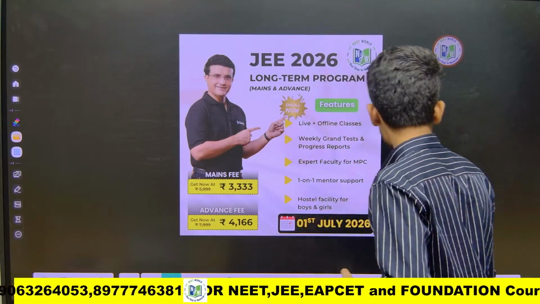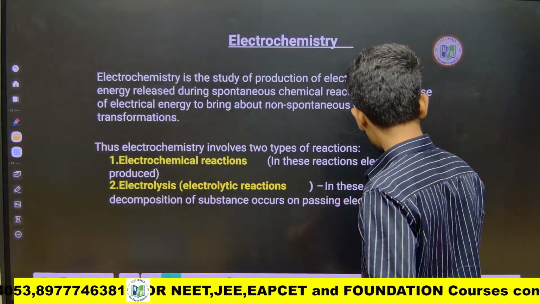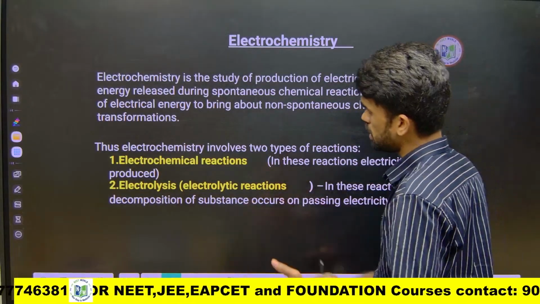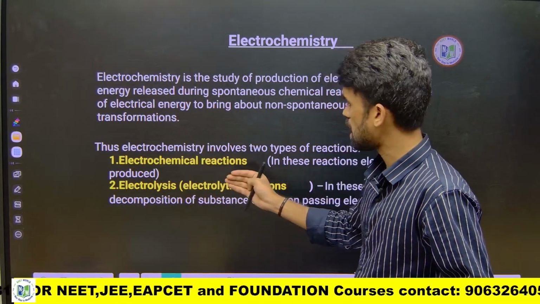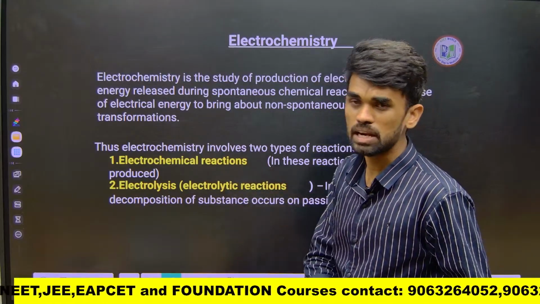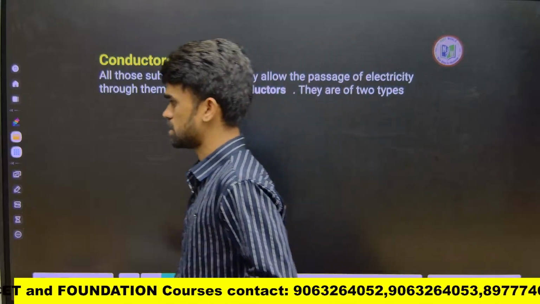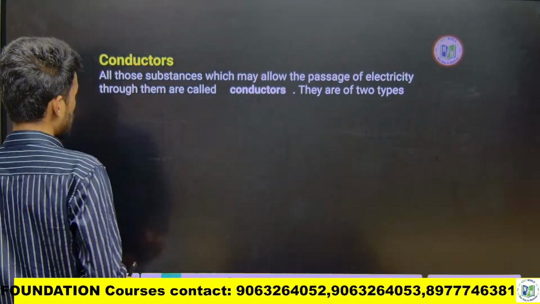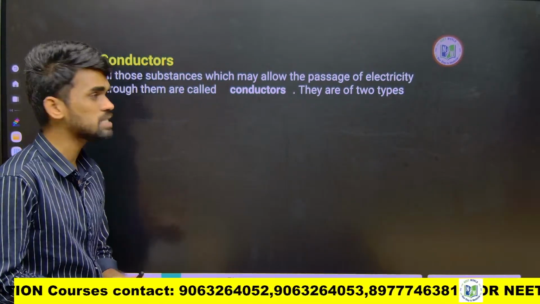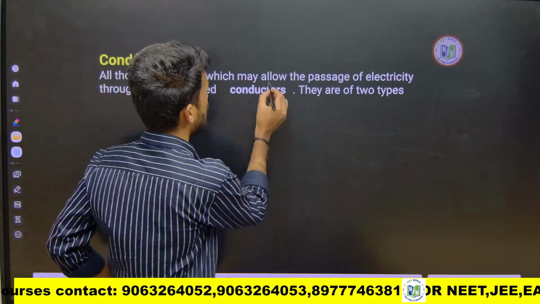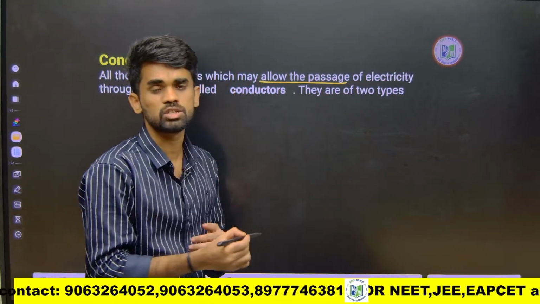So let us start our session here. See what exactly we have studied. We have studied electrochemical cells in the last class, and we need to study electrolysis, and before going to that, let us understand what these conductors are. Conductors are all those substances which allow passage of electricity through them.